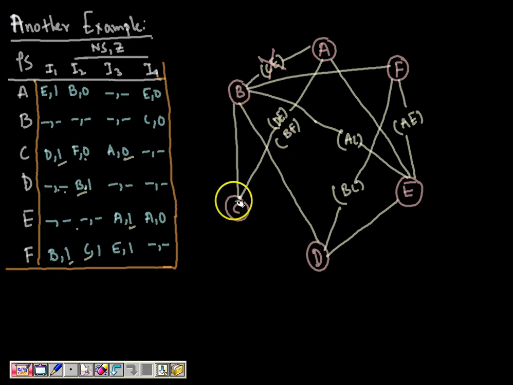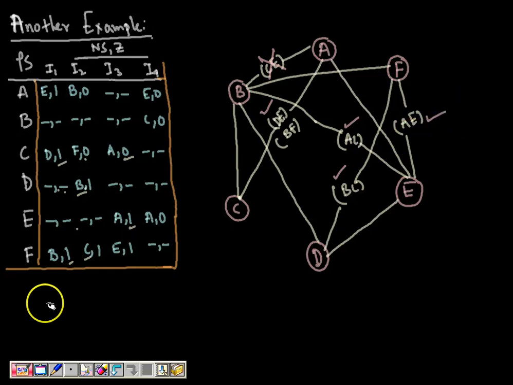Now AC is compatible only if DE and BF are compatible. We see that DE is compatible and BF is compatible, so AC is also compatible. Now BE is compatible if AC is compatible. We earlier checked that AC is compatible, so BE is also compatible. Now DF is compatible only if BC is compatible. BC is compatible, so DF is also compatible. Now EF is compatible if AE is compatible, so AE is compatible obviously, so EF is also compatible.